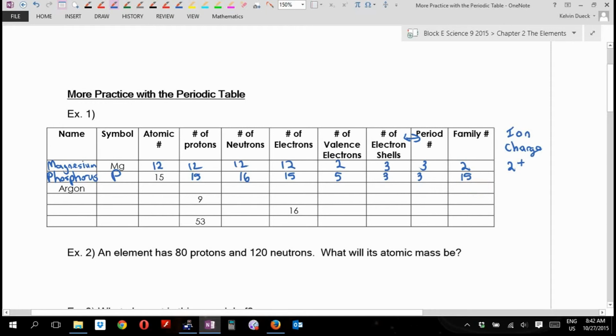When it forms an ion, what's its ion charge? Is it 3 negative? Do you know how I figured that out in my head? I said, well, it's got 5 electrons. It wants a full valence shell, and in that row it wants a total of 8. It's going to gain 3 negatives, 3 electrons.